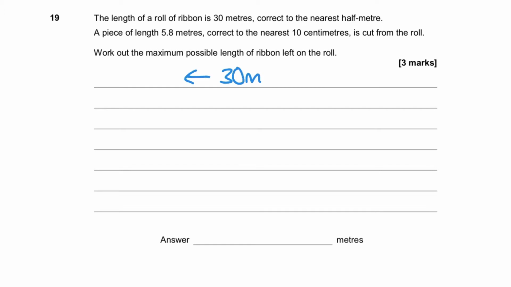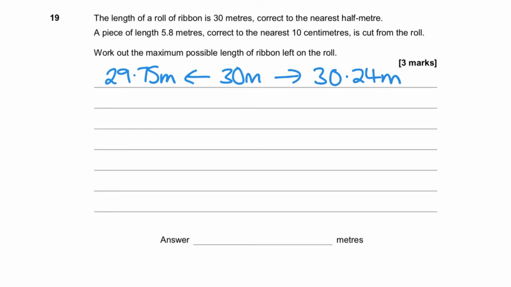So the smallest number that could be rounded up to 30 metres to the nearest half metre would be 29.75 metres, because 29.74 metres would be rounded down to 29.5 metres to the nearest half metre. So at the top, the biggest number that could be rounded to 30 metres to the nearest half metre is 30.24 metres, because 30.25 metres would be rounded up to the nearest half metre.